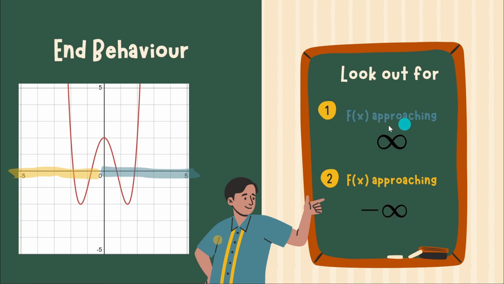Last is end behavior. So you look out for when x is approaching infinity. So when the x values are increasing in the positive direction, you see what the end behavior of the function is. So this is just increasing continuously. And then you also look at when x is approaching negative infinity. So the x values are increasing in the negative direction. You see what's happening to the graph.